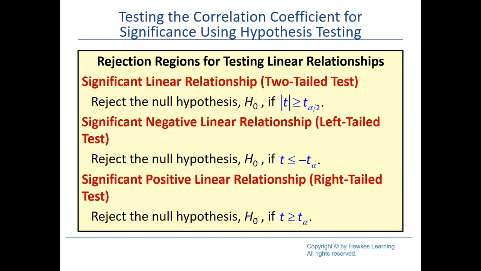Now, do remember the rules for the rejection region for testing for linear relationships: again, we reject if our t-value falls within the rejection zones. So these are the 3 items that you want to make note of for the different rejection zones that we have.